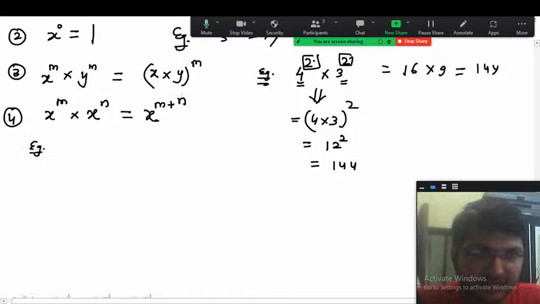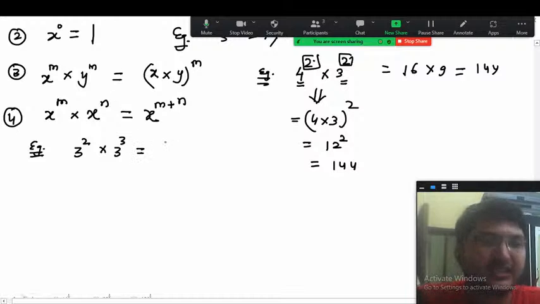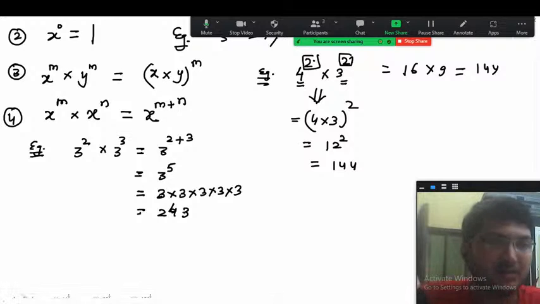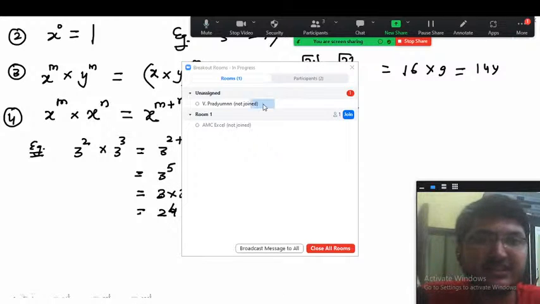I'm considering an example here itself. Let's say I'm having 3 raised to the power 2 and I'm having 3 raised to the power 3. As this rule suggests, we have to add these two exponents, and we will get 3 raised to the power 5, that is equivalent to 3 times 3 times 3 times 3 times 3, and that is further equivalent to 3 3s are 9, 3 3s are 9, that means 9 times 9 is 81, and the last one 3 is there, 81 times 3 is 243. In this way, whenever we come across such a scenario, we just add the powers.